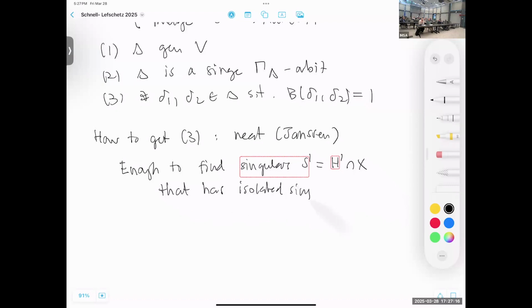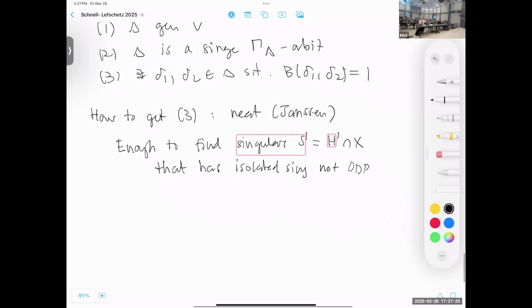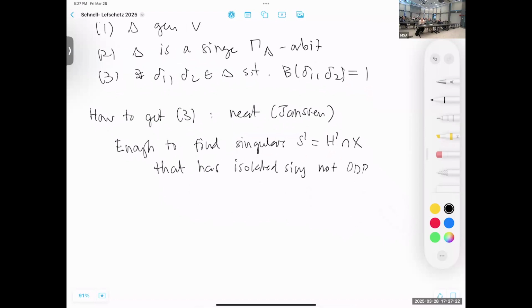An isolated singularity, but not an ODP. Not what? Not an ordinary double point. It has an isolated singular point, which is more complicated than just a standard node, right? And the argument here is, if you have such an isolated singularity, then the Milnor fiber, where you intersect with a small sphere around that point, is topologically going to be a bouquet of spheres.